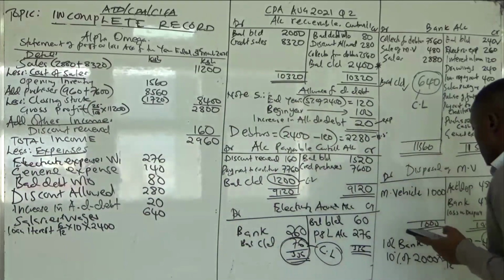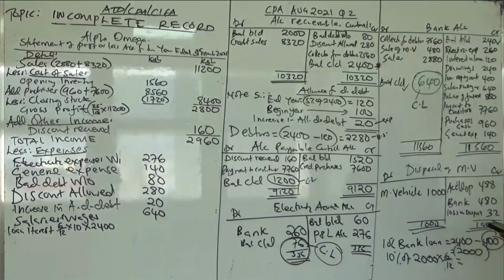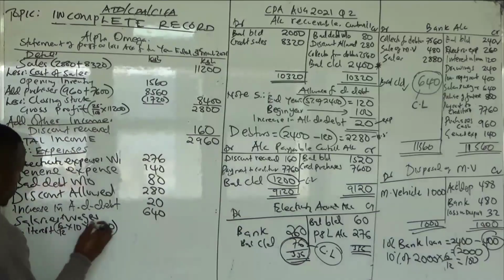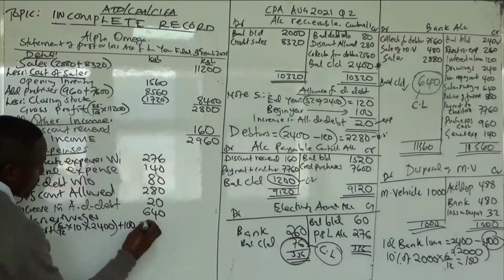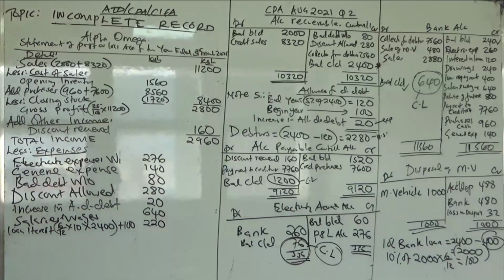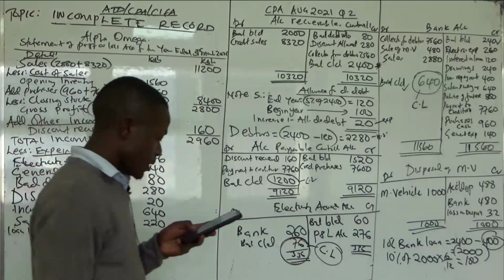You get 100. So I will add back here 100. If you add 100 to 120 you get 220. That is how you are to calculate.